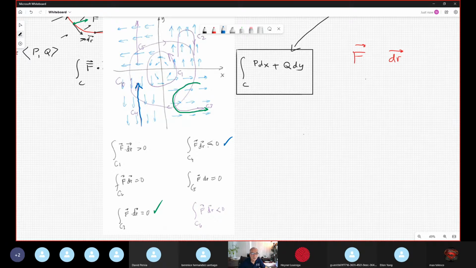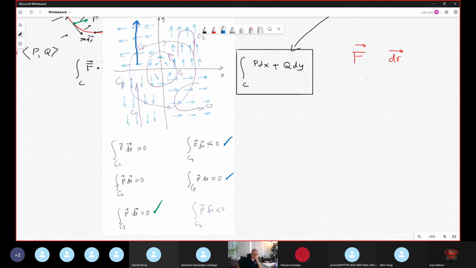And C5 is zero because in C5, who is C5? C5 is this line, which gets completely perpendicular to the vector field in this region. Therefore, it's zero. When you perform the dot product, it's zero.